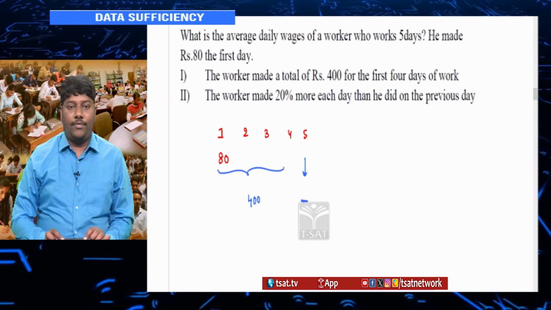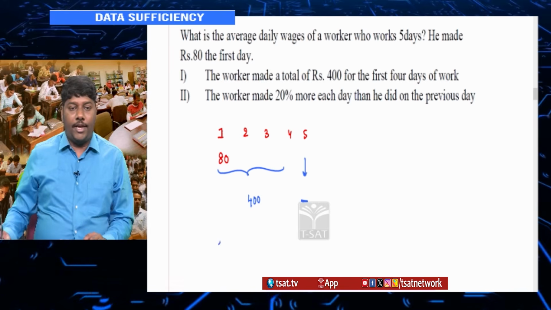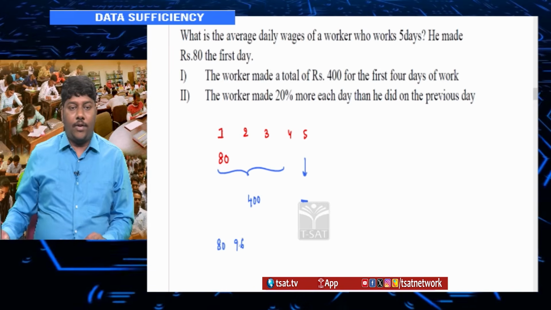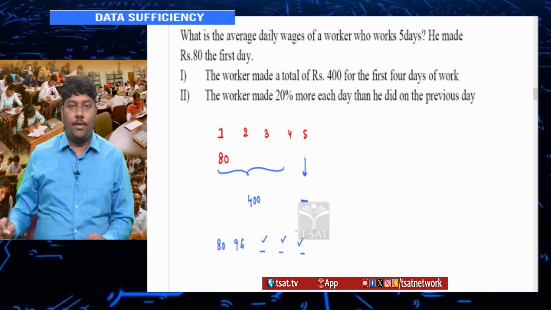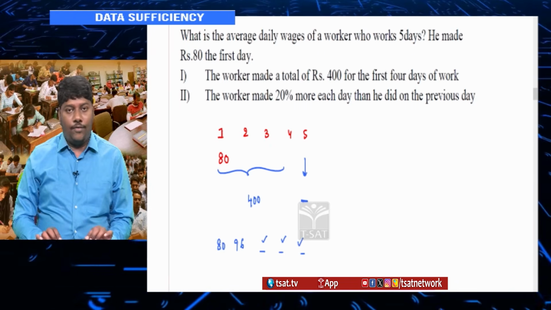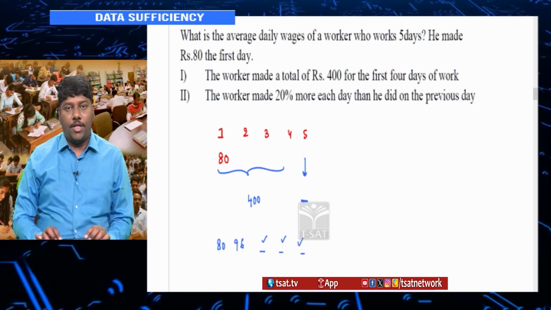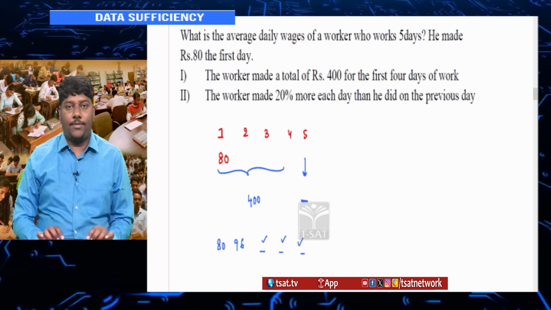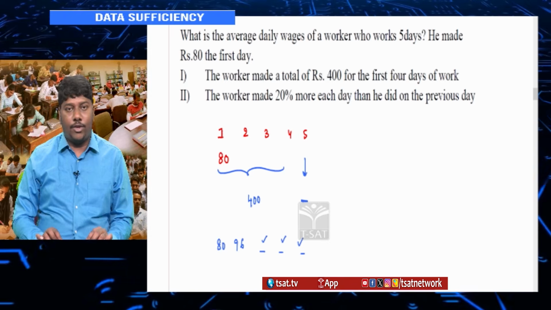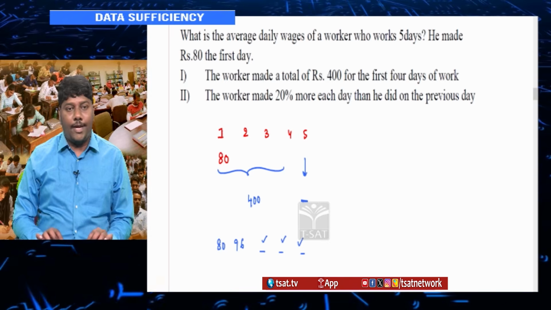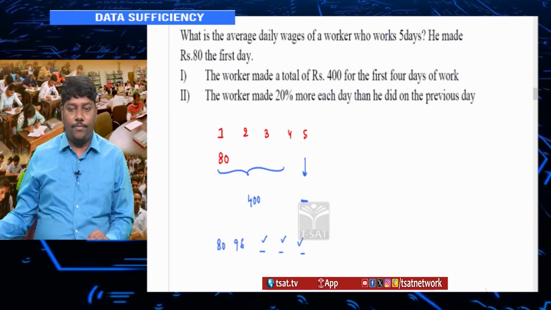Now, statement 2, the worker made 20% more each day than he did on the previous day. We know first day 80, 20% more is 96. Now, I don't need to find out 20%, 20%, 20% in these cases, but I definitely know the answer here, here, here. Each time you increase it by 20%. If you know the data for all 5 days, can I find out the average or not? Yes, I can find out the average. Therefore, for statement 2, you don't need to find it and prove it. All you need to say is whether the data is sufficient or not. So, in this case, the data given in statement 2 is sufficient to answer the question. Therefore, your answer is B, because B alone is sufficient here, 1 is not sufficient.